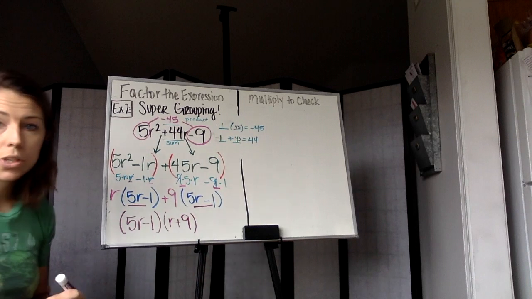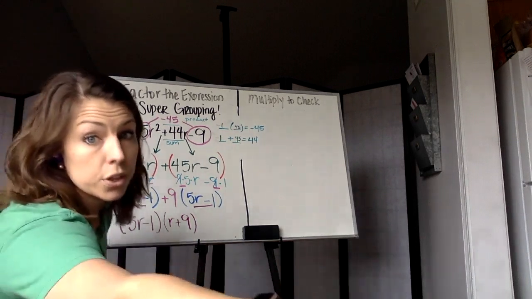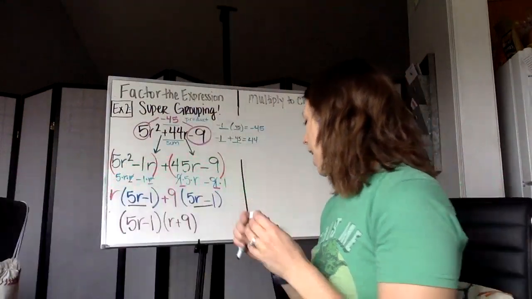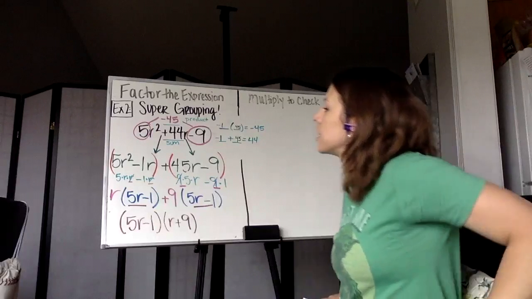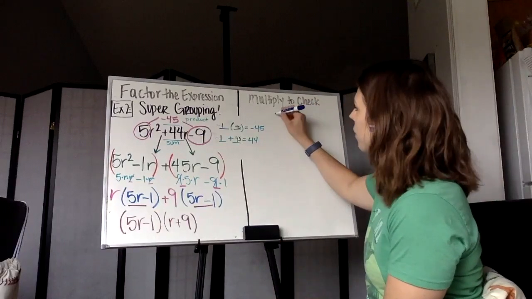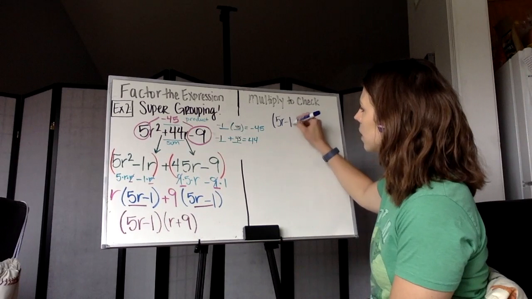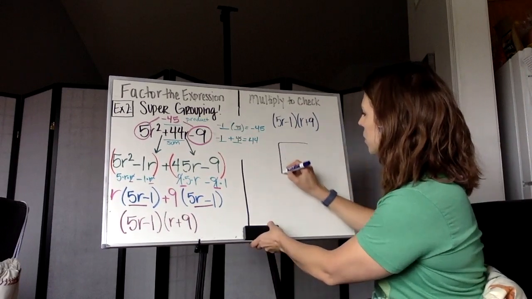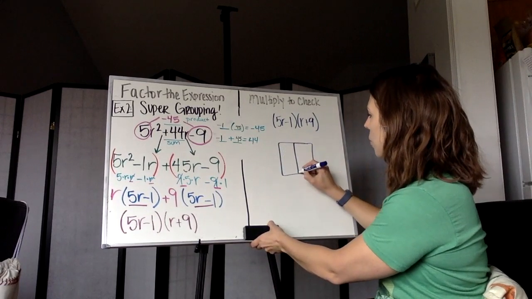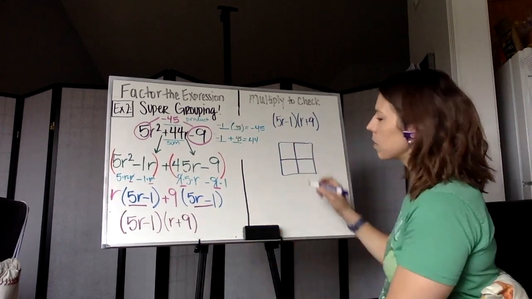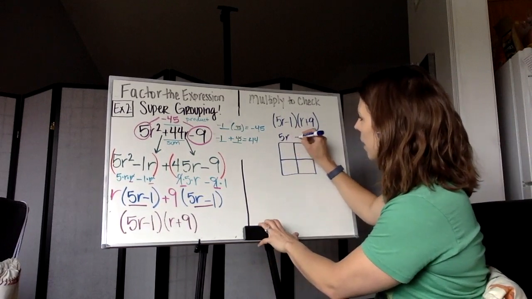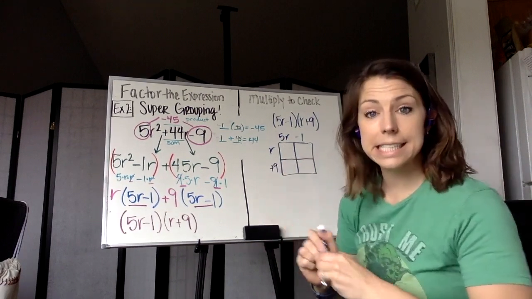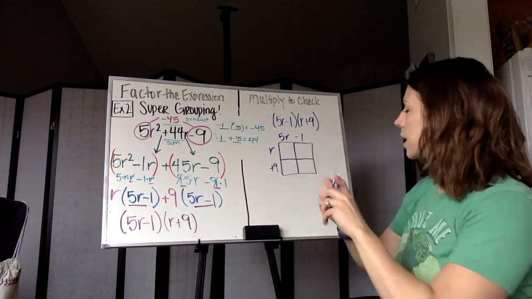But there's only one way to be sure. We're going to multiply to check. So our answer here was 5r minus 1 and r plus 9. I'm going to use the area model, the window, again. I just like the window. Across the top, 5r minus 1. Down the side, r plus 9. Let's see if it's correct.